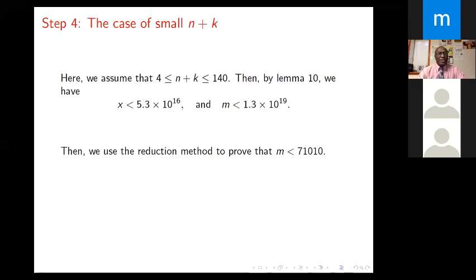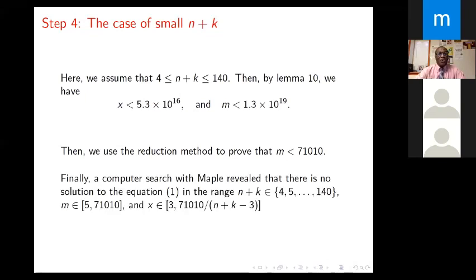So we use the reduction method, and we put the bound of m down to 71,010. And we do the same thing for x. And from there, we can run our computer. We can write a program. We wrote a program in Maple, and we ran that to deal with the small values of n plus k.